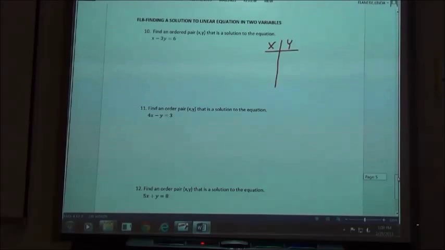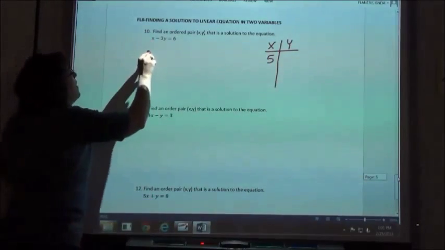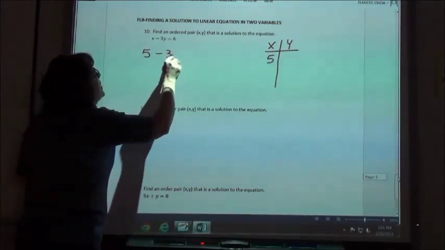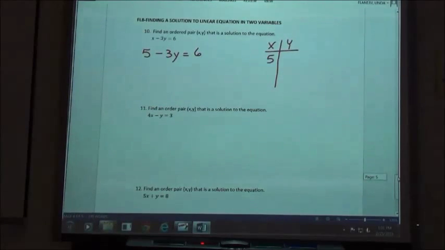number in there. So just for fun, Christine, pick me a number out. What number should I use? 5. Do you want to put 5 in for x or 5 in for y? X. Okay. I'm going to put 5 in for x. So I'm going to have 5 minus 3y equals 6. That's going to be the problem I'm going to solve.